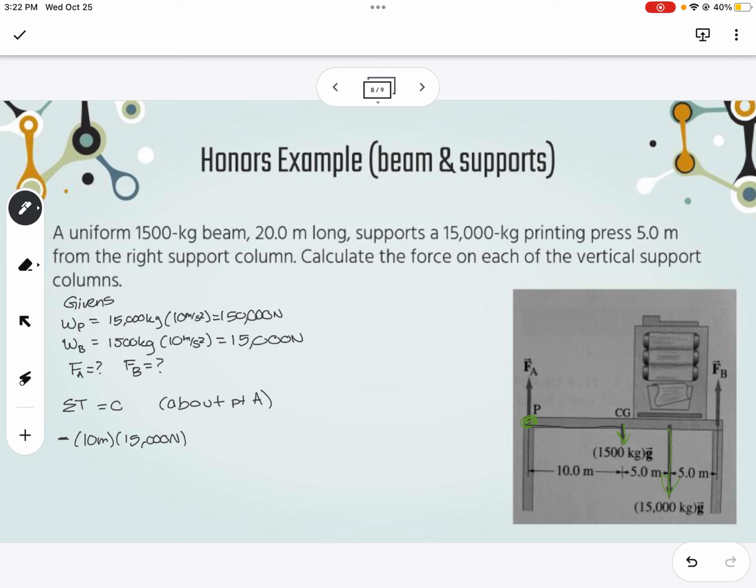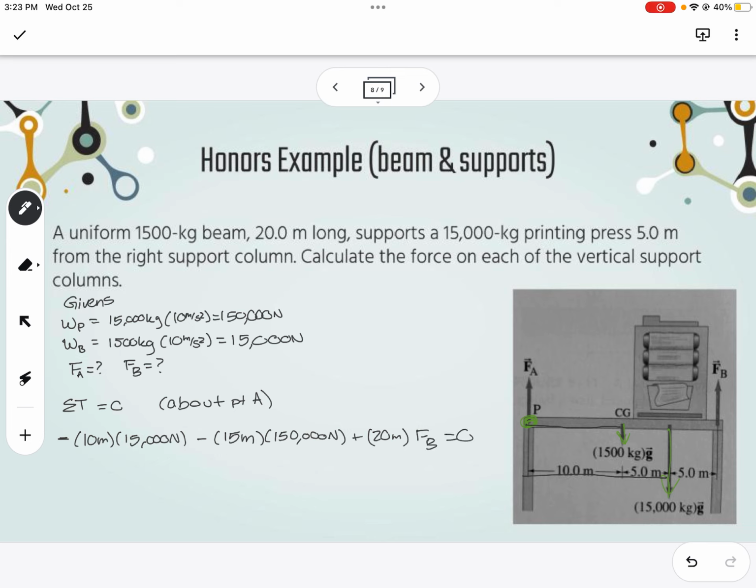Okay, let's take a look at the weight of the printing press. That torque produced would also be negative. It would also be clockwise. So negative, and the distance there would be 10 plus 5, so 15 meters, right? This is my distance from A to the weight force of the printing press itself. And my force is just the weight of the printing press, so 150,000 newtons. The last torque we would have would be FB. That one would be trying to go in a counterclockwise direction, so it'd be positive. R for that torque would be 20, 10 plus 5 plus 5, so plus 20 meters times FB, and I want all of these to equal 0, okay?